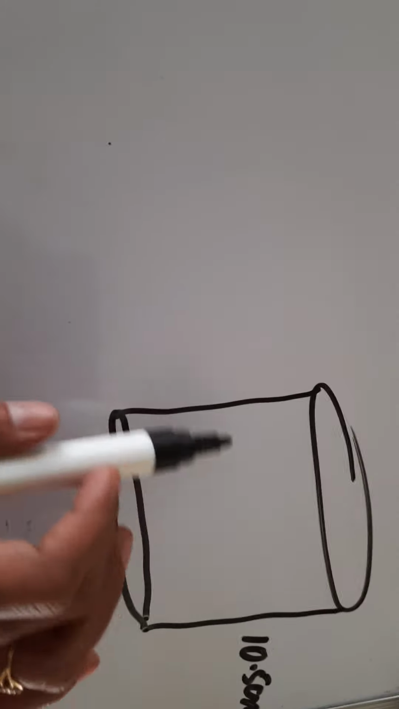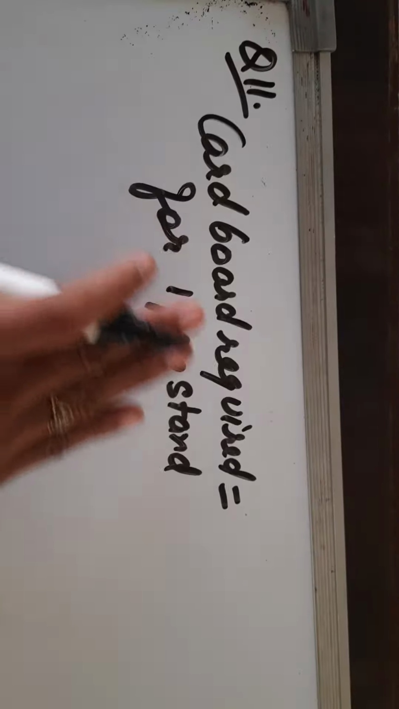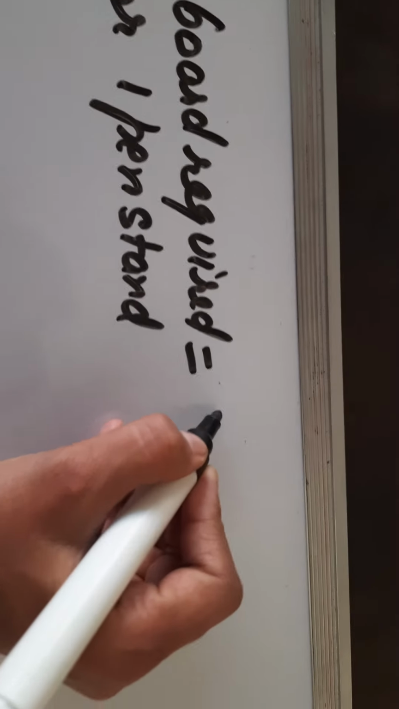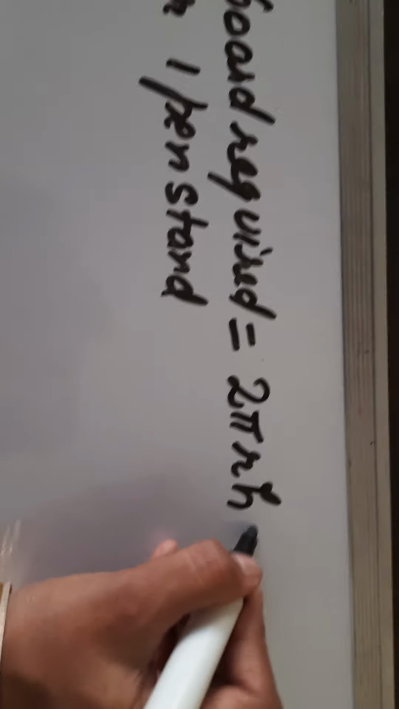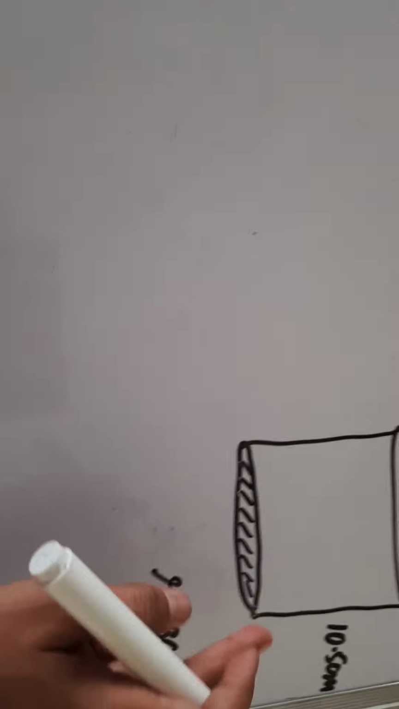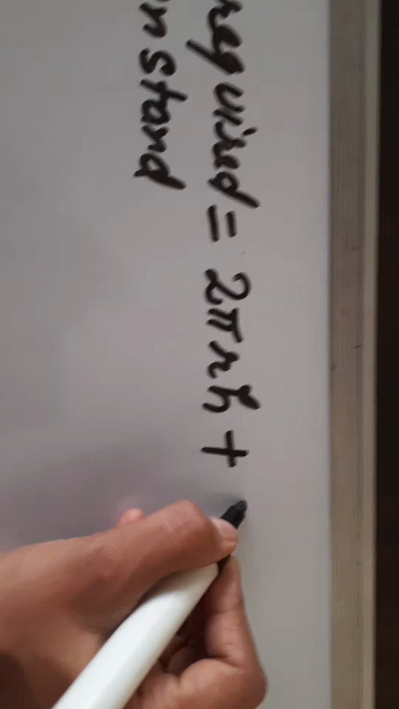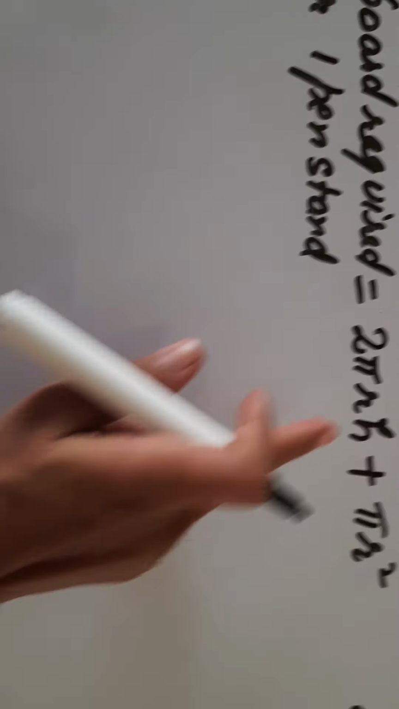So dear students, there's a pen holder you have to make. So cardboard for pen holder, where do we need to put the cardboard? We need the cardboard in making the curved surface area and the circular base. Obviously it is cylindrical in shape, that means its base is circular. So let us first find out the cardboard required for one pen stand. That should be the curved surface area, means 2 pi RH, plus the base. And you all know that the base of the cylindrical shape is circular, so area of circle is pi r square. So this will be the formula.